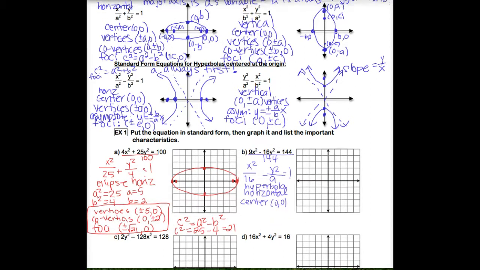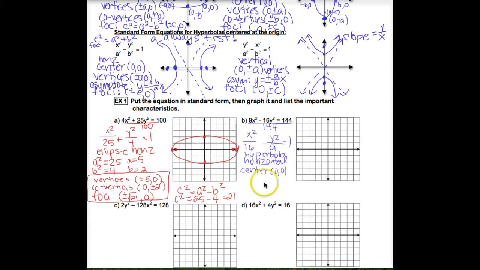So my vertices, oops, and I forgot to list the center on the other one. You know it's 0, 0, but because we will eventually be shifting, we need to get in the habit of making sure that we list it. So the center is here at 0, 0. Okay, so center 0, 0.